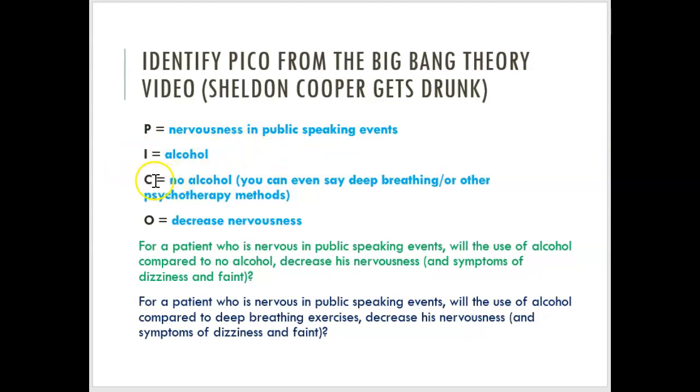C: what can we compare it to? We can compare it to him not having any alcohol. Or you could say that maybe if he practiced deep breathing exercises or other psychotherapy methods, it might help him calm down. So any of these would be acceptable. And then, what are we hoping for? We're hoping to decrease his nervousness.